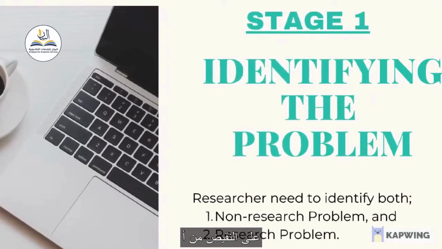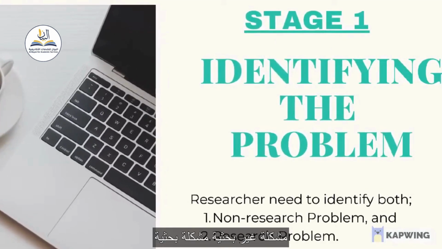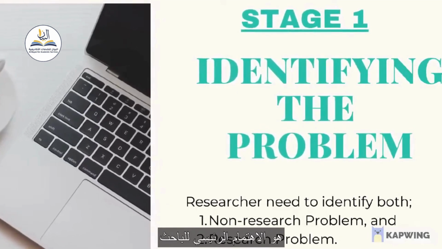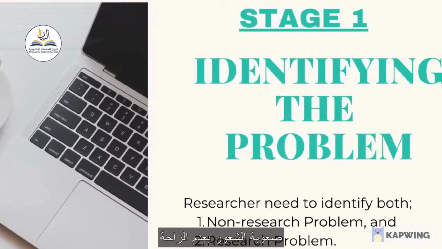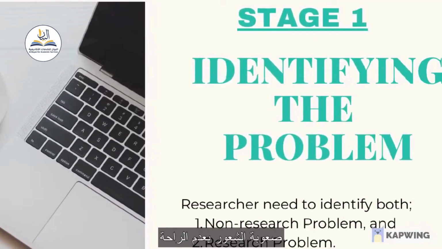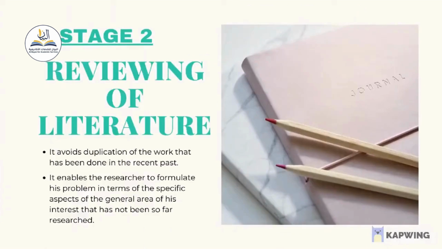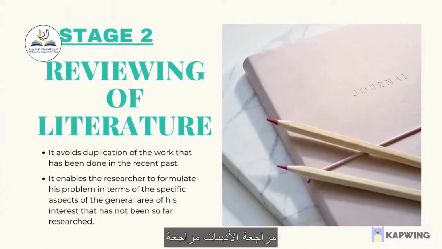Research problem. In contrast to a non-research problem, a research problem is of primary concern to a researcher. A research problem is a perceived difficulty, a feeling of discomfort, or a discrepancy between the common belief and reality. Step 2. Reviewing of literature.